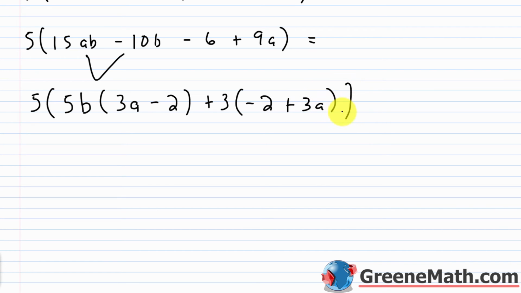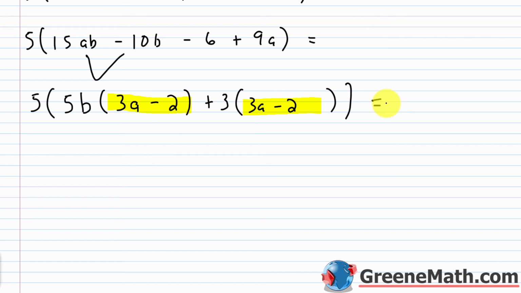Now, a lot of you at this point would say, oh, I don't have a common binomial factor. But pay close attention here. You have 3a minus 2, and you have negative 2 plus 3a. Those are the same. Remember, if I'm adding, I can switch the order. If I just switch the order here and change the terms around, I've got the same thing. So I can just put 3a minus 2. 3a minus 2. And now I have a common binomial factor.